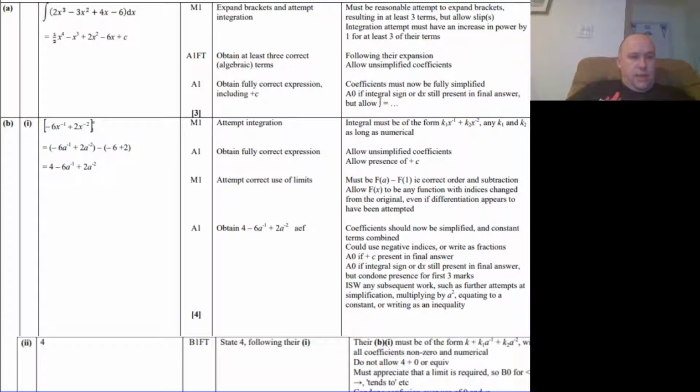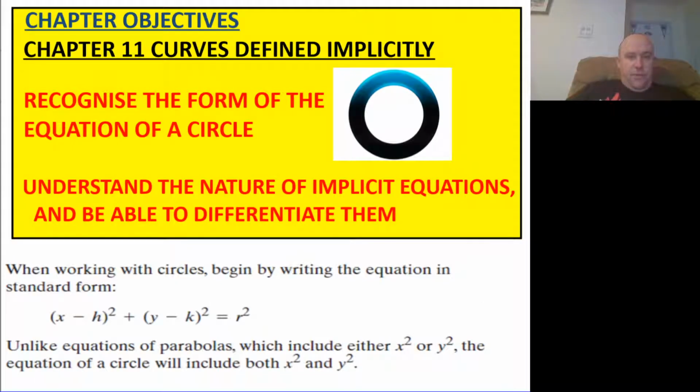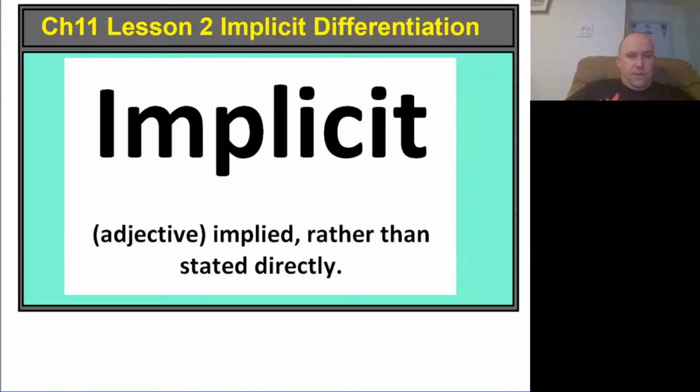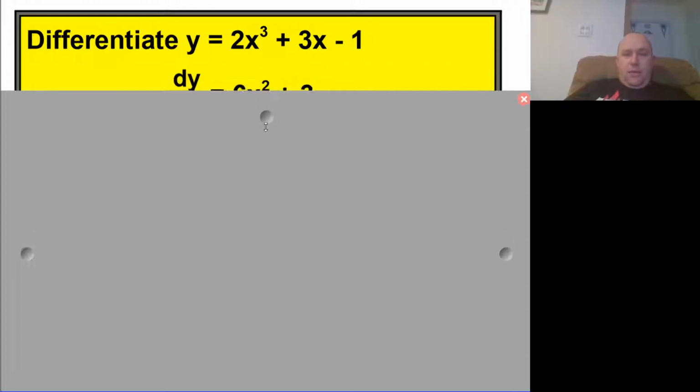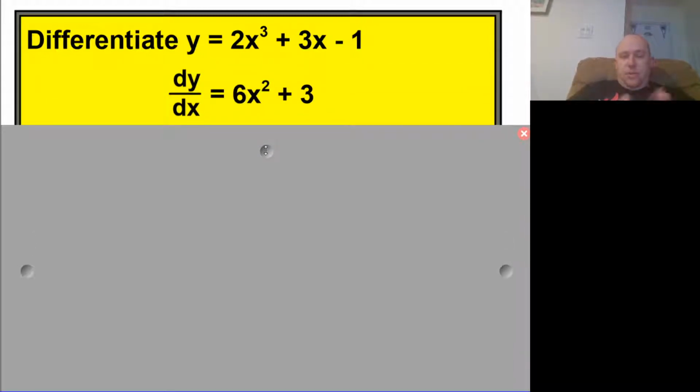All right, we talked about the objectives in the previous one, so let's get straight on to implicit differentiation. So something that's implied rather than stated directly. Now, I always started off with this question here, and just ask students to quickly go ahead and write down the answer. And normally I don't have any problems with that. Normally they'll put dy by dx is 6x squared plus 3. And if you actually had this, then you actually just did some implicit differentiation without even realizing it.